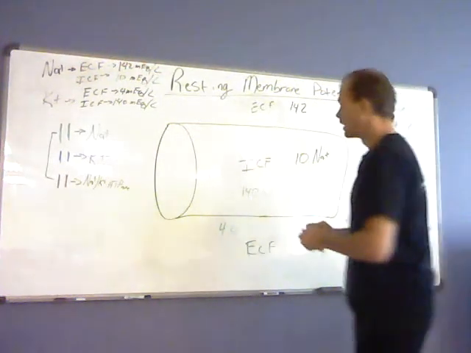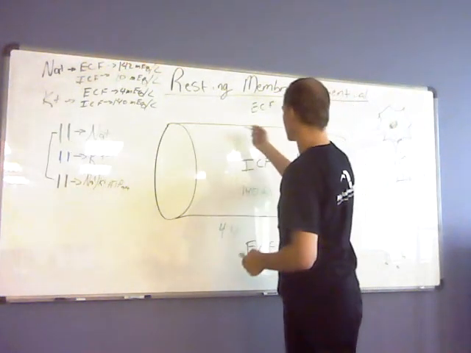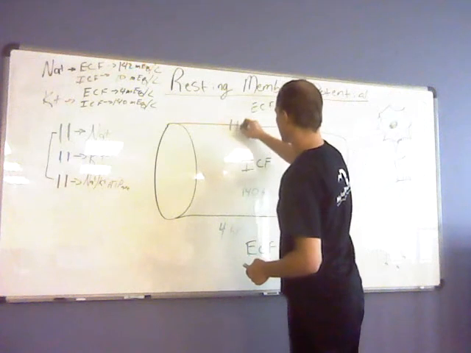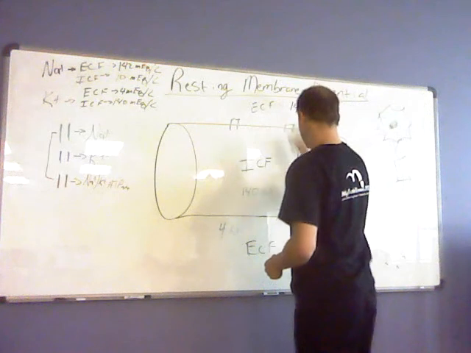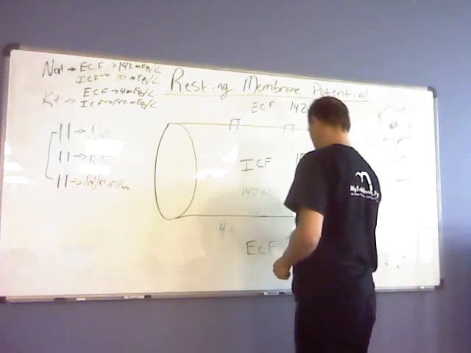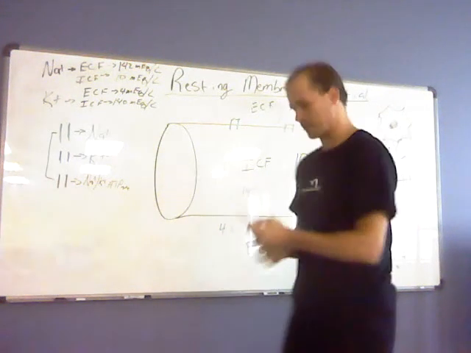Again, within the axon of the cell, there are going to be sodium gates.